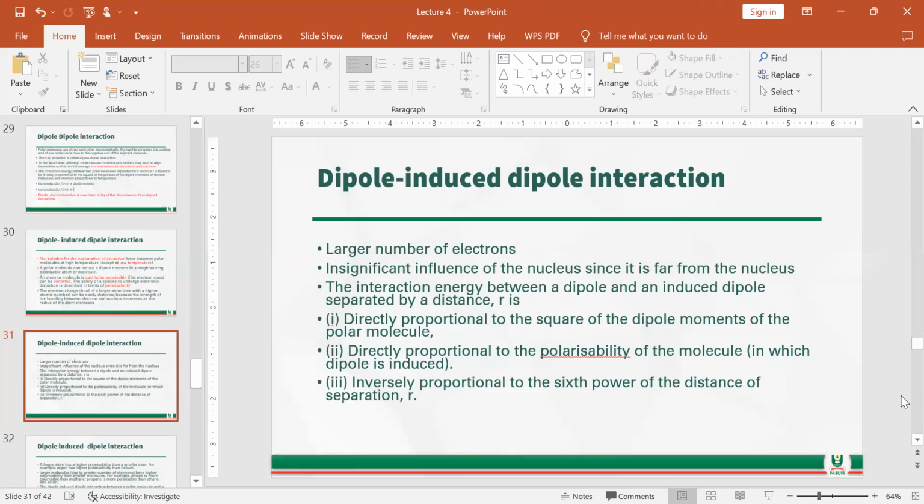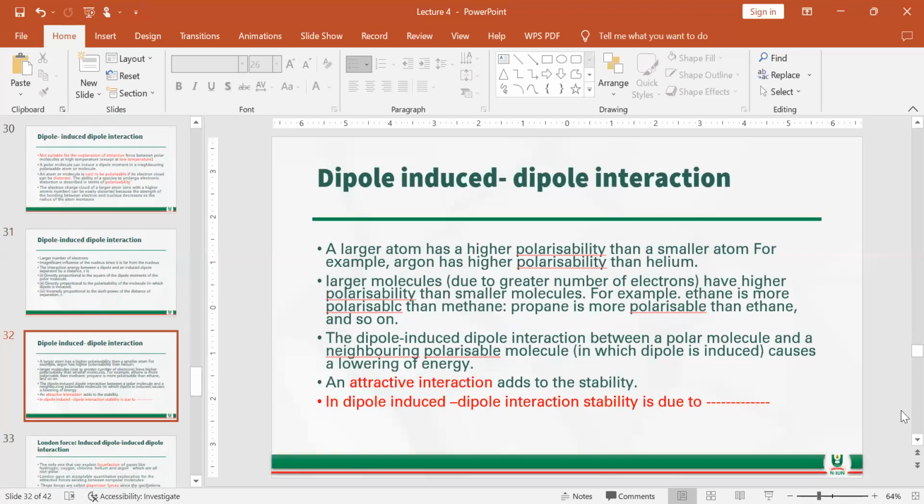Take note of the other one. When we are talking about dipole moment, we are saying that it is proportional to the product of the dipole moments of each of the constituent molecules, divided by what? And it is inversely proportional to temperature. But this one is directly proportional to the square of the dipole moment, and it is also directly proportional to the polarizability of the molecule. It is also inversely proportional to the 6th power of the distance. When something is directly proportional, it means when you increase one, the other one will increase. But when it is inversely proportional, when you increase one, the other one will decrease.